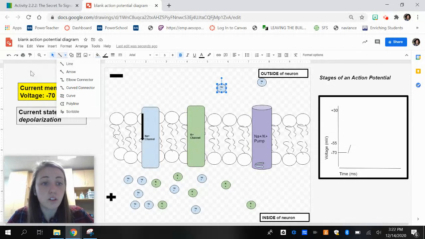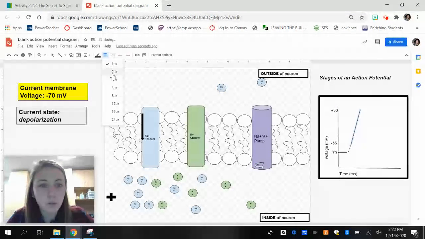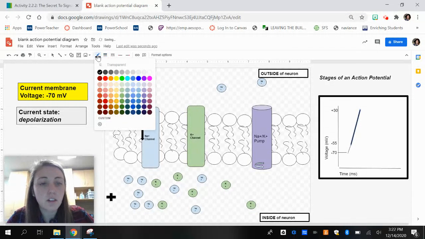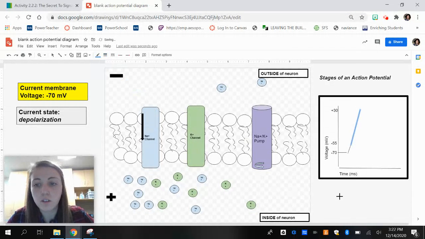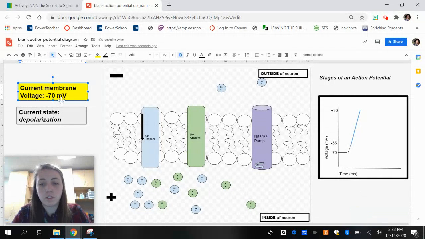So to chart this out, I'm going to continue to go up. I'm going to make this line a little bit bolder so you can see it, and this color matches the sodium channel. That state is depolarization. And when depolarization happens, we flip the charge from negative to positive, about positive 30 millivolts.